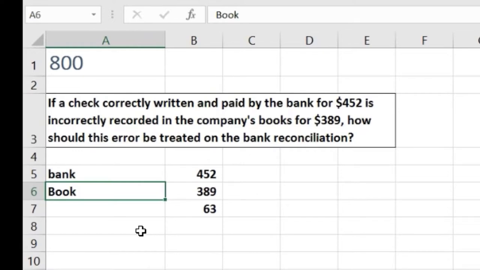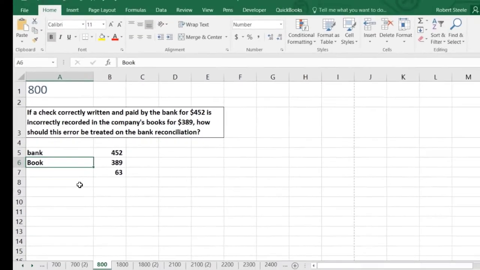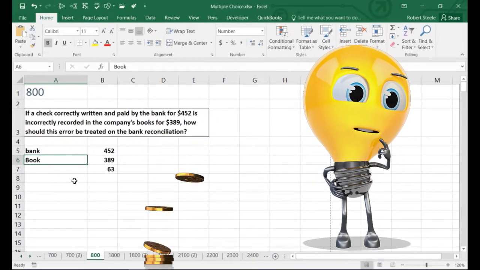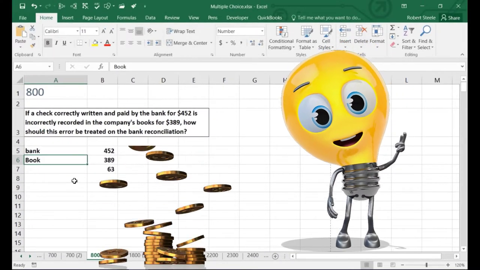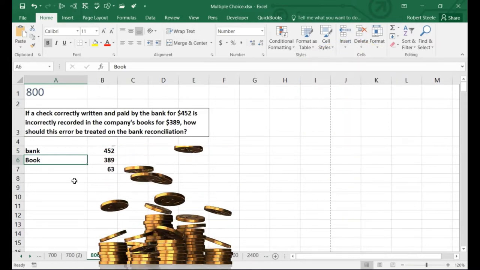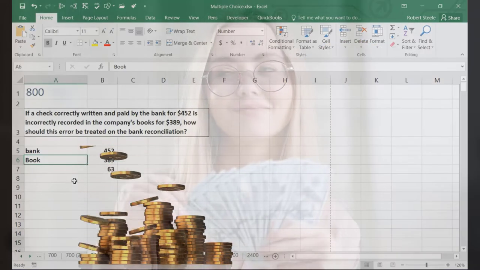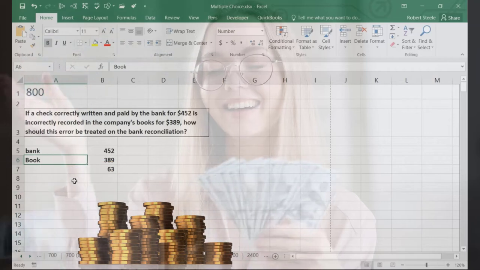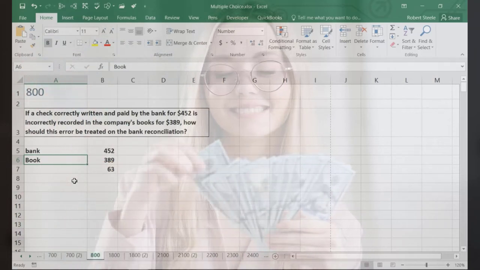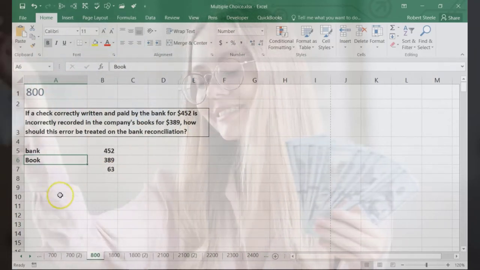We're going to have to reduce our checking account on our books side when we do the bank reconciliation. And then, of course, what will really happen after we do that is we'll make the adjustment, meaning we'll actually credit cash, and then we'll have to debit whatever account needed to be debited when we wrote the check in the first place.